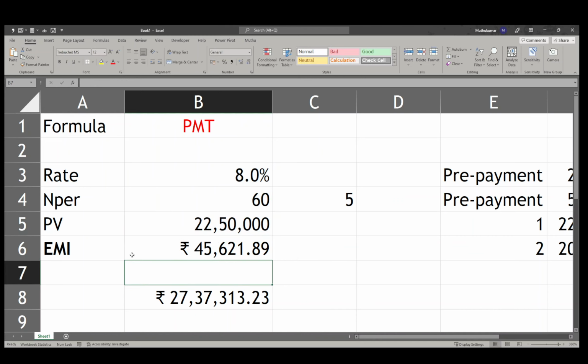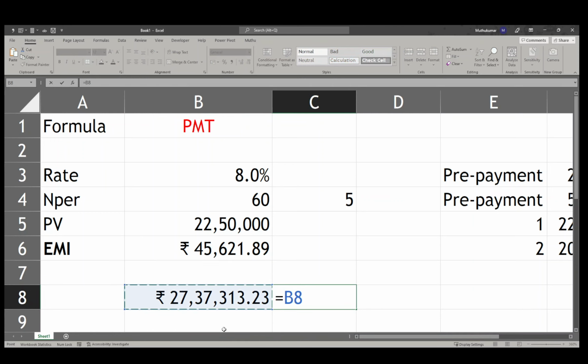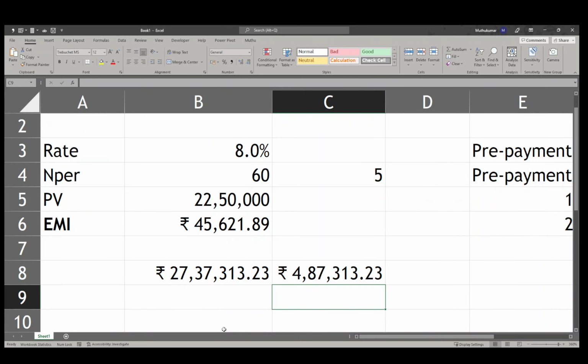You get 45,621 rupees 0.89 paise every month that you're going to pay as EMI. For a period of 60 months, that is 5 years, you're going to pay 27 lakhs. That is, totally you're going to pay interest of 4,87,313.23 for the 5 years to cover this loan.